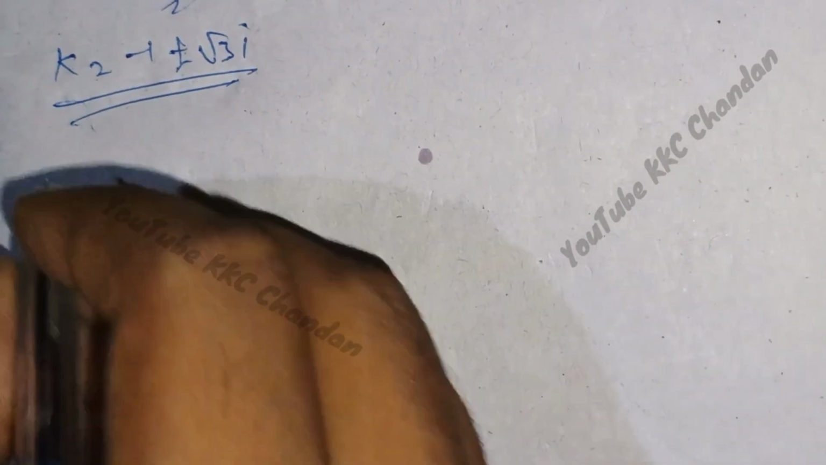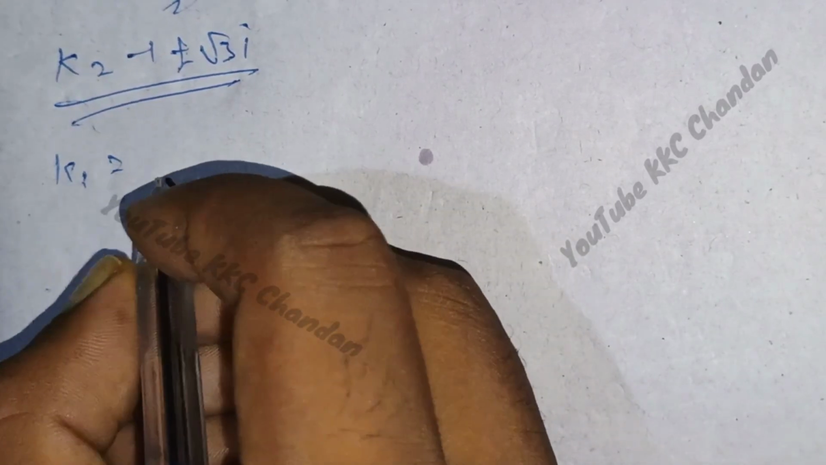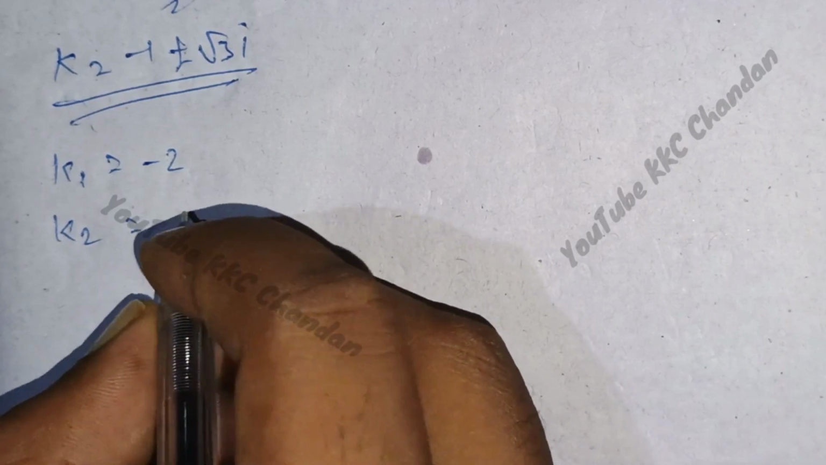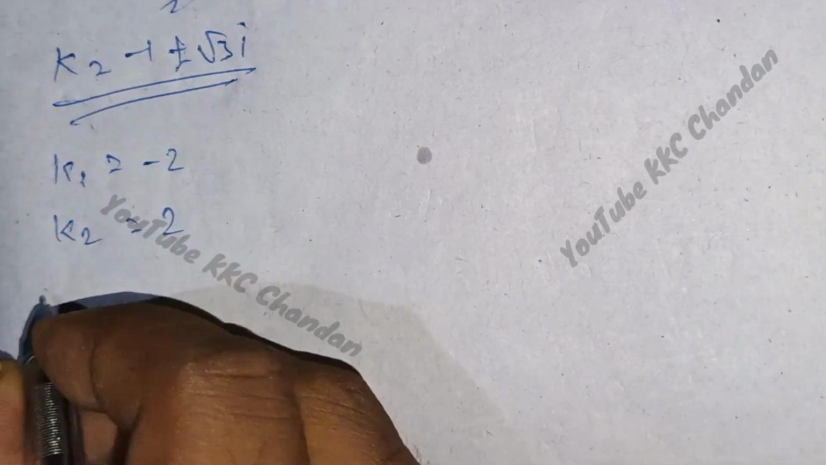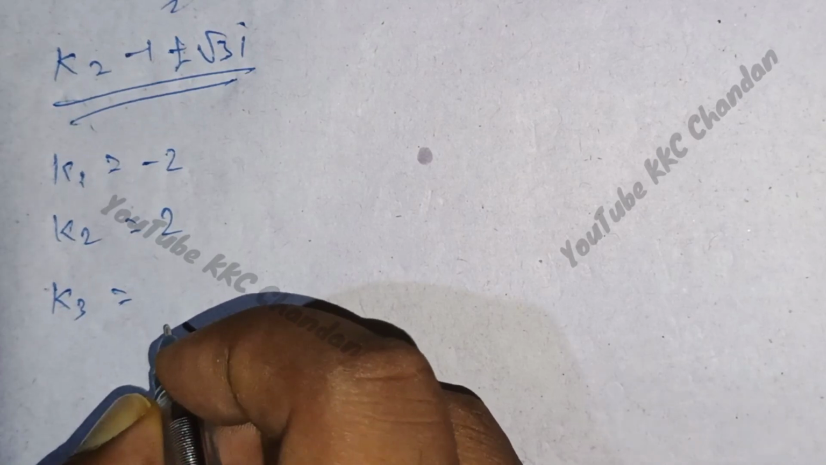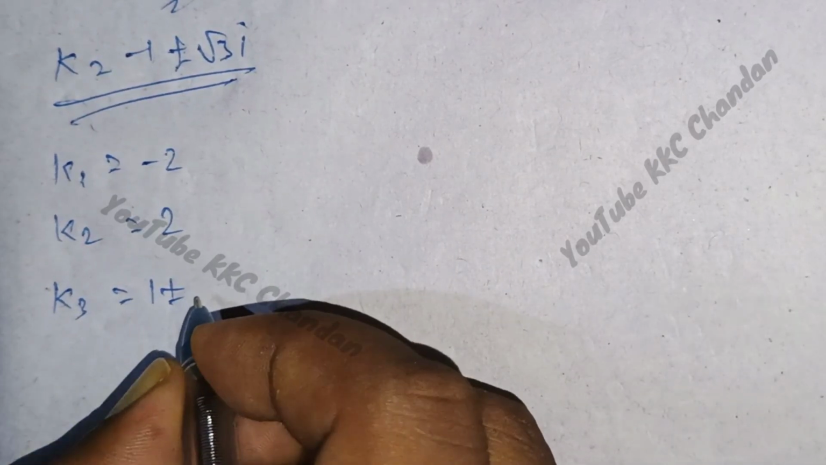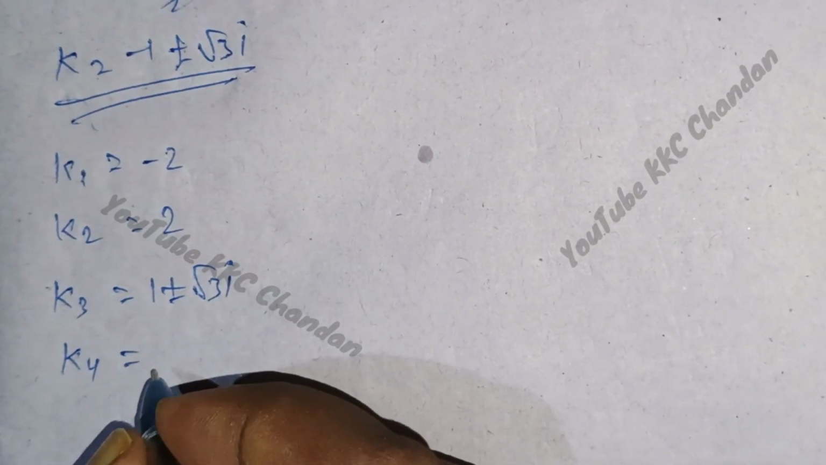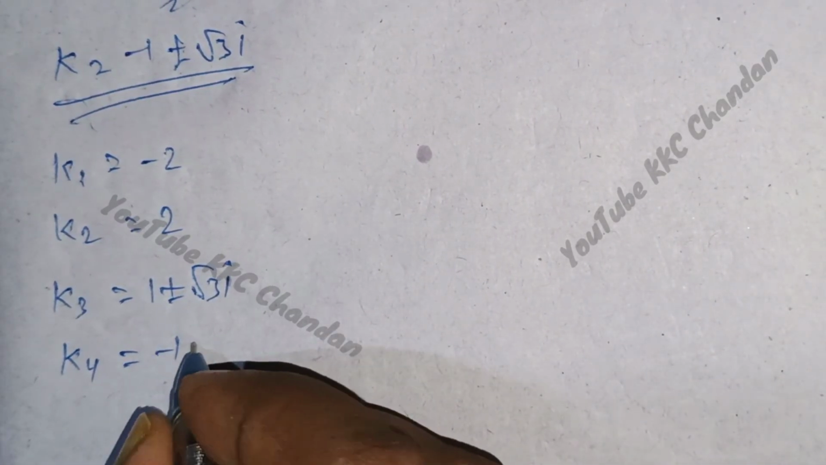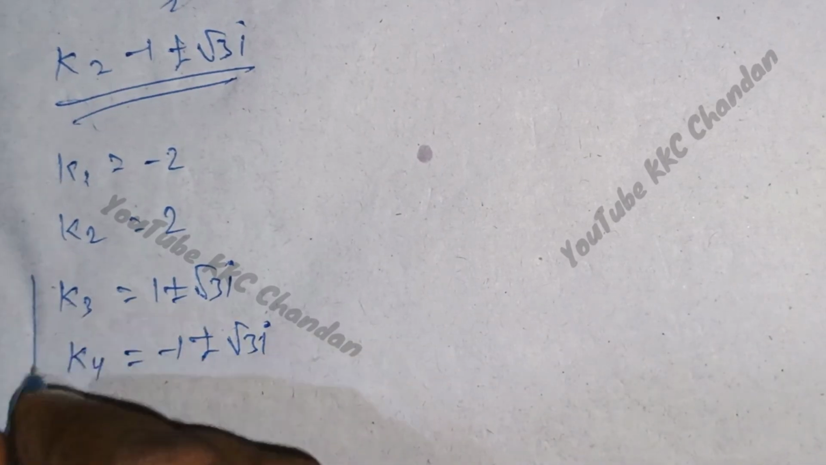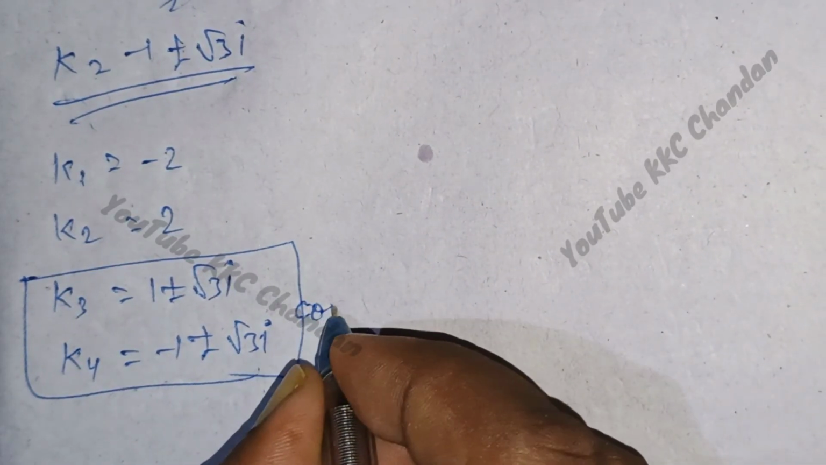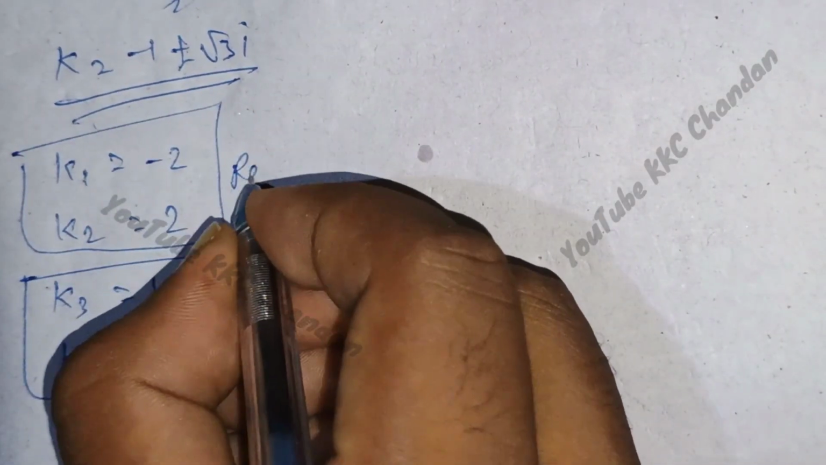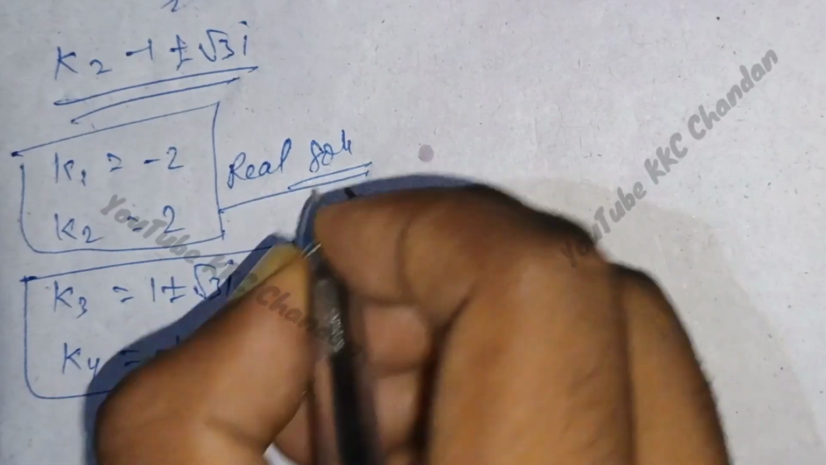So the k values: k1 is equal to minus 2. k2 value is 2. k3 value is 1 plus minus root 3 i. k4 value is minus 1 plus minus root 3 i. These two are complex solutions. These two are real solutions.